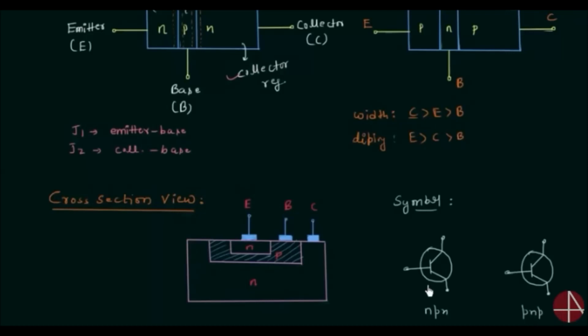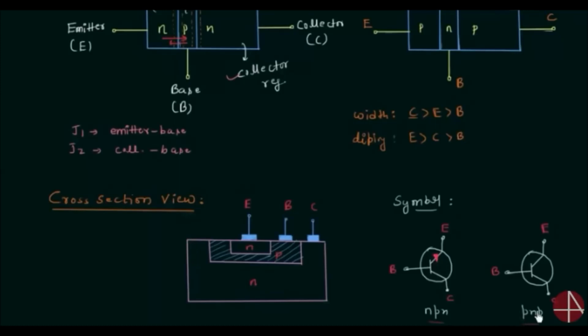Now to differentiate between the symbol of NPN transistor and symbol of PNP transistor, we have to mark the direction of current. This is base terminal, this is emitter terminal, this is collector terminal. In the same way, we have base terminal, emitter terminal and collector terminal. In case of NPN transistor, the electrons will move like this from N side to P side. So direction of current is from right to left, from P side to N side, or you can say from base to emitter. So we have direction of current like this from base to emitter in case of NPN transistor.